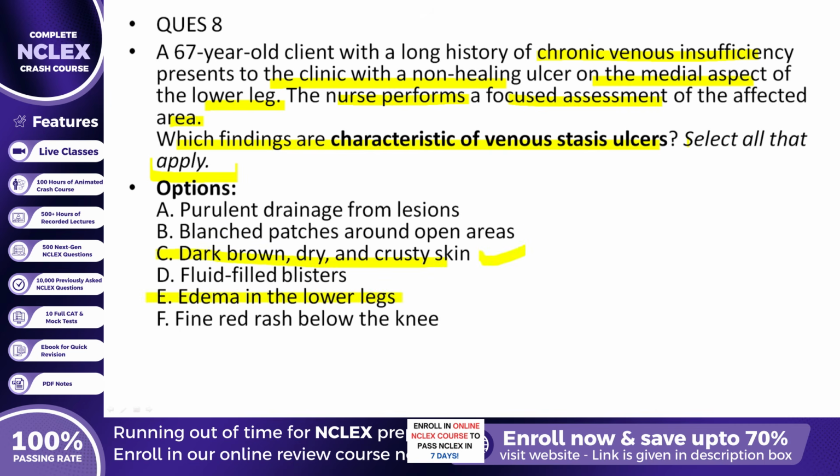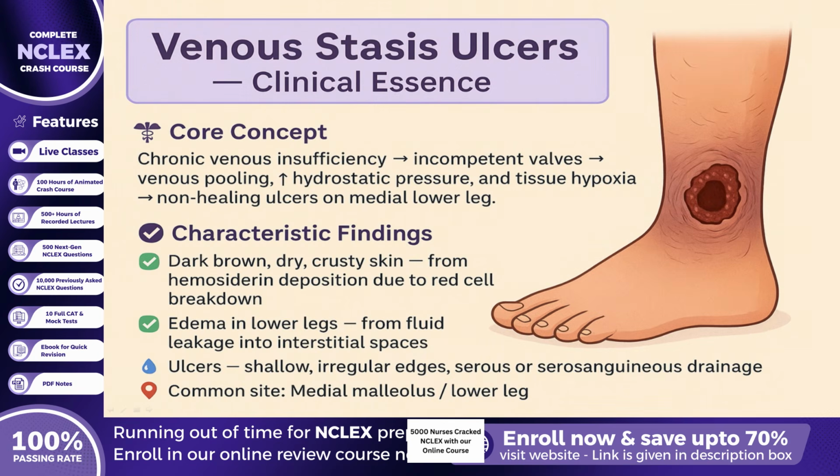To explain further, venous stasis ulcers are classic complications of chronic venous insufficiency, a condition caused by incompetent venous valves that allow blood to pool in the lower extremities. This constant venous congestion raises hydrostatic pressure, leading to the leakage of red blood cells and plasma into surrounding tissues. The breakdown of hemoglobin releases hemosiderin, which produces the characteristic brownish or bronze discoloration around the ankles and lower legs.